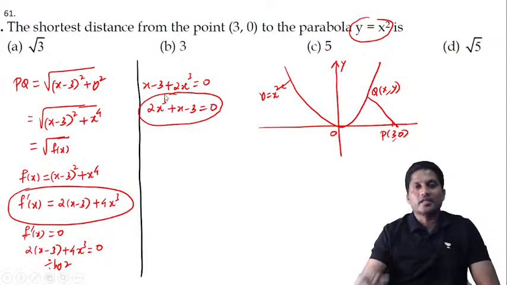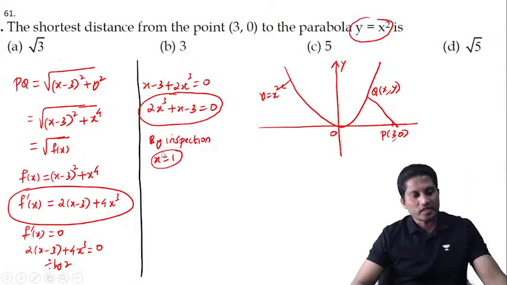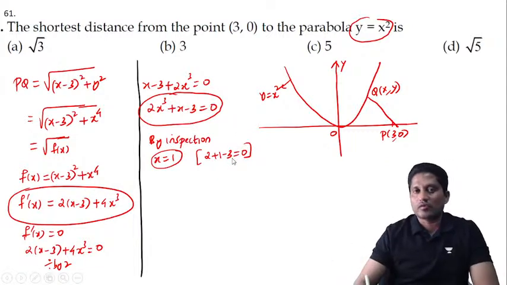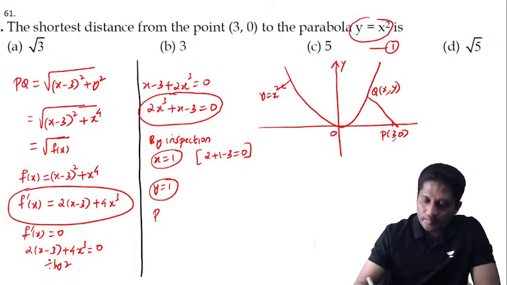It's a cubic equation, right? Now by inspection, x is equal to 1 is the root. Because if you put x is equal to 1, it will satisfy. That is, you get 2 plus 1 minus 3 equal to 0. By inspection, x is equal to 1 is the root. If I substitute x is equal to 1 in equation 1, you will get y is equal to 1. So point P is 3, 0 and point Q is x, y, which is 1, 1.